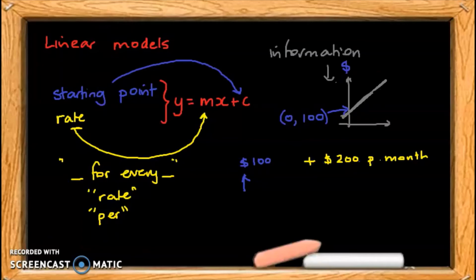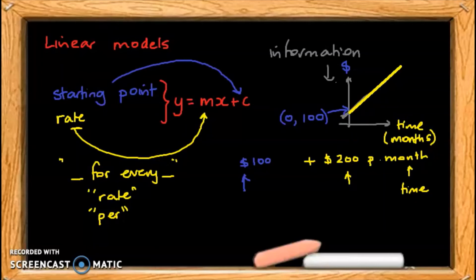Then when I have a look at my gradient or my rate, I can see that my slope is going to be 200. So this graph here will have a slope of 200. It also tells me that my x-axis will be time, and that'll be measured in months. So there's a whole lot of information that I can be given, and I can find very quickly in my sentence that enables me to quickly and accurately sketch a linear model.